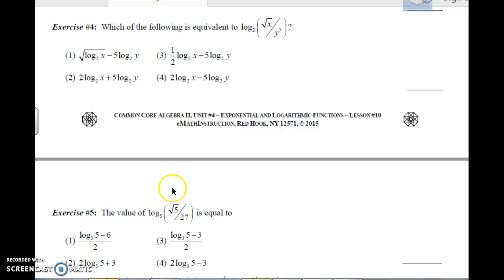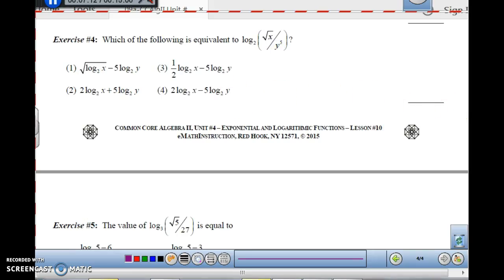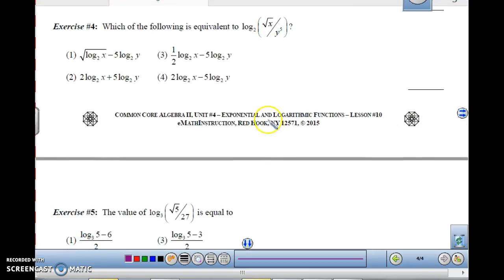All right, this one might take a little bit of thinking. Which of the following is equivalent to log to the base 2 of the square root of x divided by y to the 5th? All right, so what we need to do is, first of all, expand our log. Overall, this is a quotient, so we are going to have to subtract. So this is going to be log to the base 2 of the square root of x minus log to the base 2 of y to the 5th.